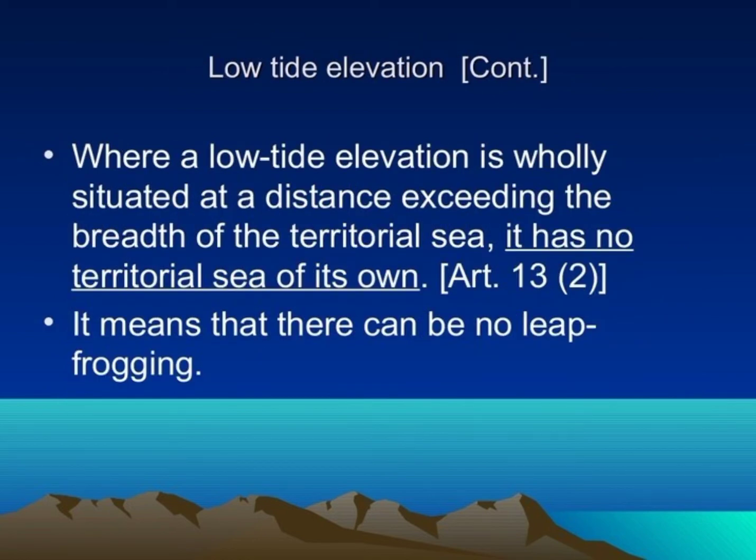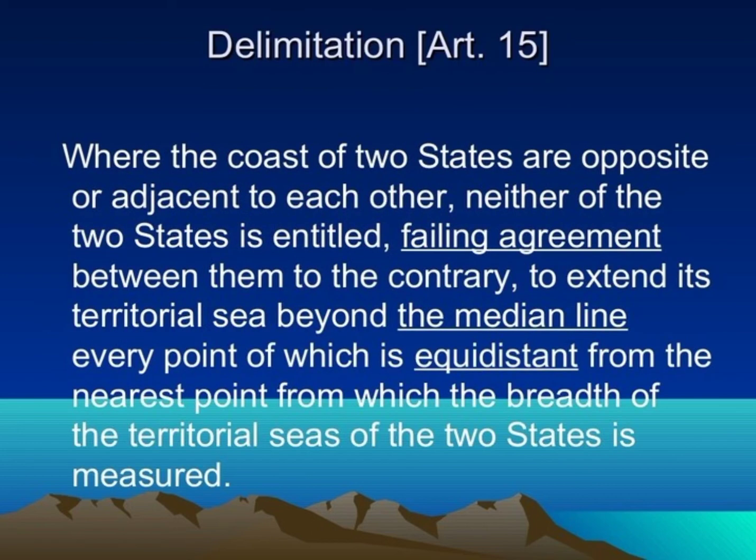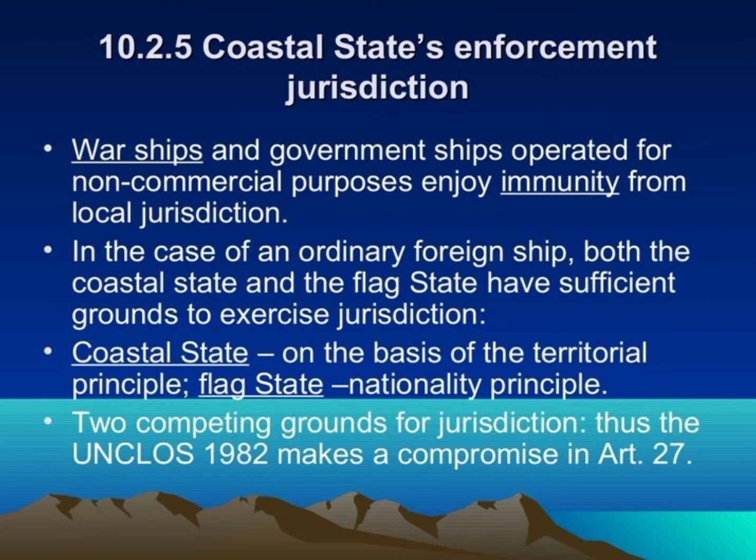Where a low tide elevation is wholly situated at a distance exceeding the breadth of the territorial sea, it has no territorial sea of its own. It means that there can be no leapfrog delimitation. Where the coasts of two states are opposite or adjacent to each other, neither of the two states is entitled, failing agreement between them to the contrary, to extend its territorial sea beyond the median line, every point of which is equidistant from the nearest points from which the breadth of the territorial seas of the two states is measured.